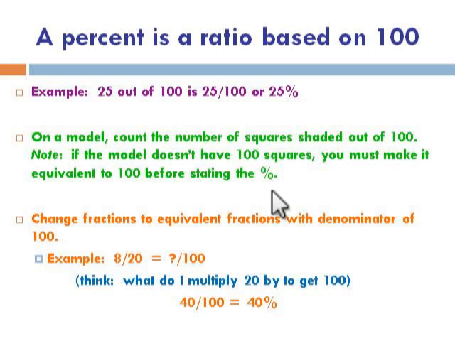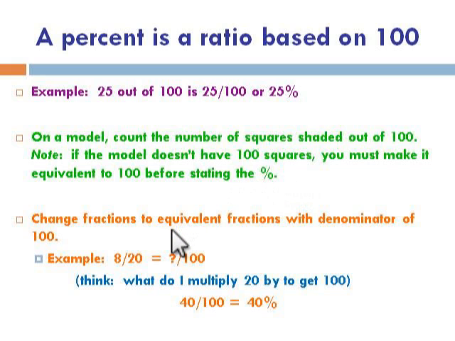If the model doesn't have 100 squares, then you must make it equivalent to 100 before stating your percent. So for example, if your shape had 20 squares in it and you only had 2 shaded, it'd be 2 out of 20. So you need to think about how many out of 100 that would be. To go from 20 to 100 would be times 5. So 2 times 5, 10 out of 100, so 10%.